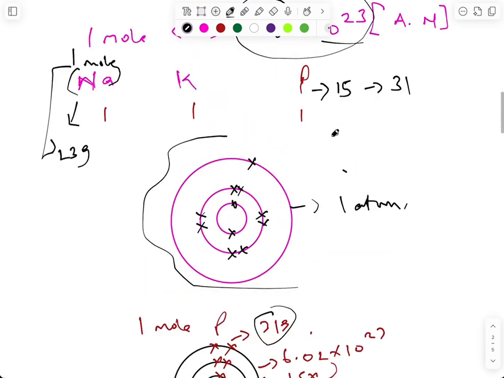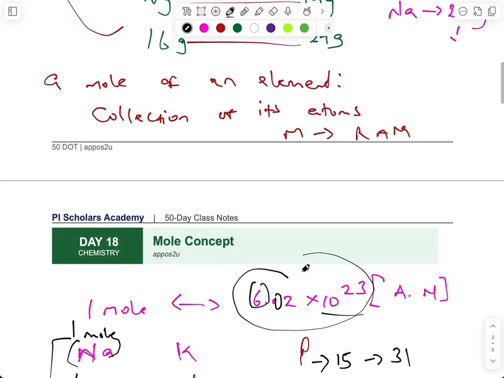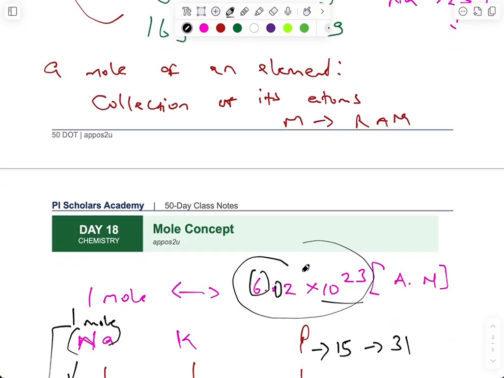So that is why earlier I defined the mole as a packet of elementary units of matter. It is not about the nature, it's not about the type, it is about the number. So the mole is a form of counting system in chemistry, and you've seen the model of counting. So that is the introduction to what the mole concept is.